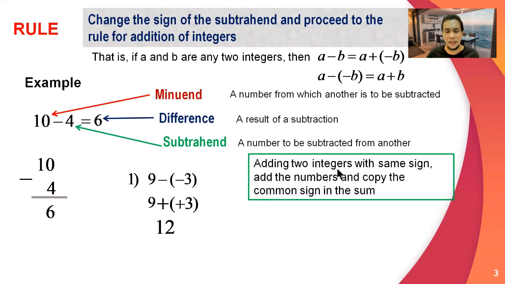Because we'll be applying the rule for addition. Adding two integers with same sign, add the numbers and copy the common sign in the sum. Since 9 is positive, 3 is positive, the common sign is positive, and we add 9 and 3, that's 12. So therefore, your sum is positive 12. All right? So do you have questions? All right, let's go to the next.